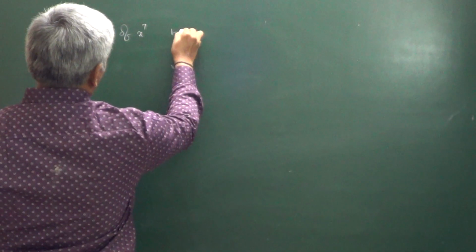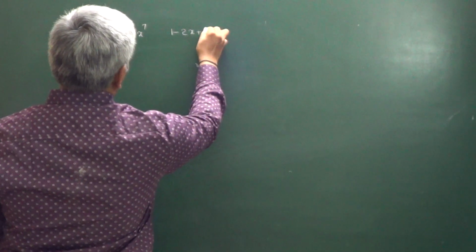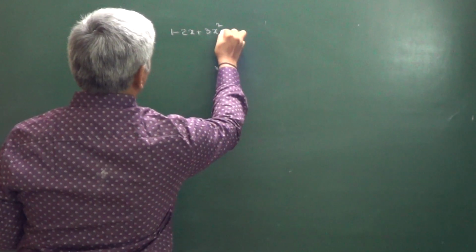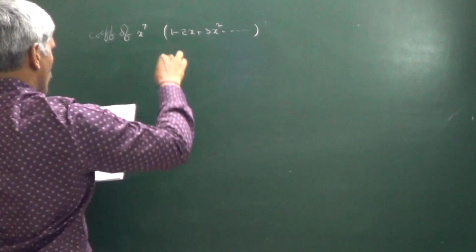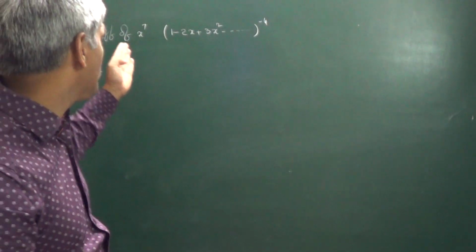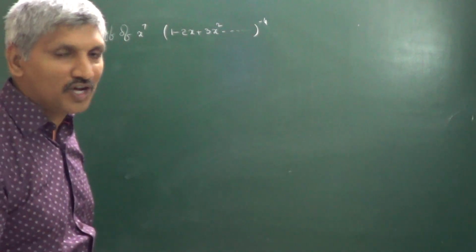So there is another question he is asking: the coefficient of x to the power of 7. X power 7 coefficient we have to find out in the expansion of (1 - 2x + 3x² - and so on) whole to the power of -4. In this expansion we have to find out the coefficient of x to the power of 7.